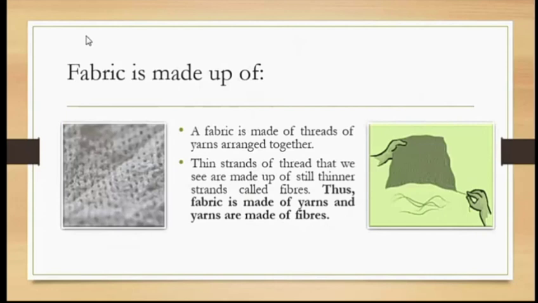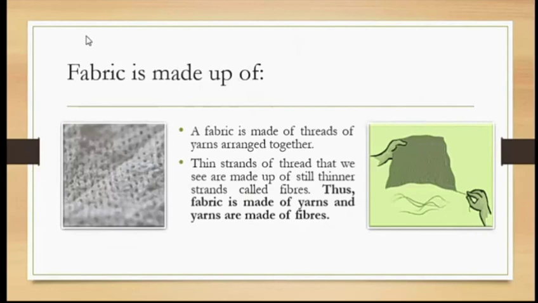So the fabric is made up of threads or yarns arranged together. The fabric is made up of yarns and yarns are made up of fibers. To sum up, the fibers are the smallest unit. The fibers are combined together to form thread or yarn, and the yarns or threads are combined together to form a fabric.